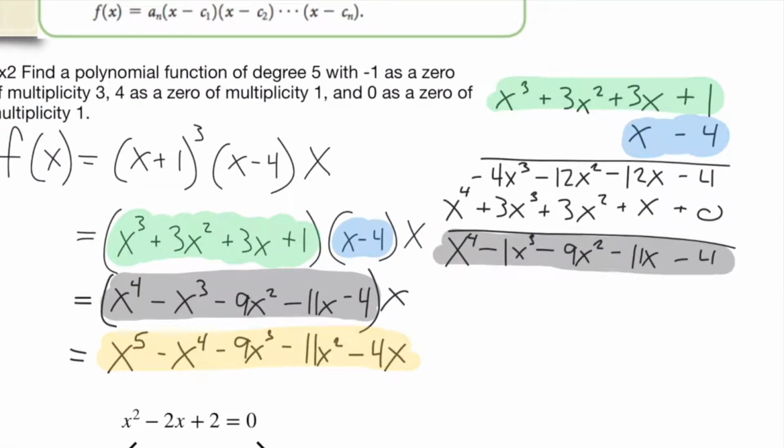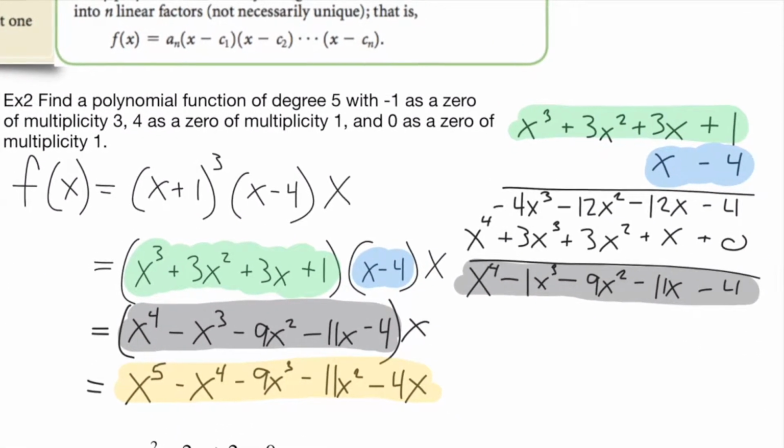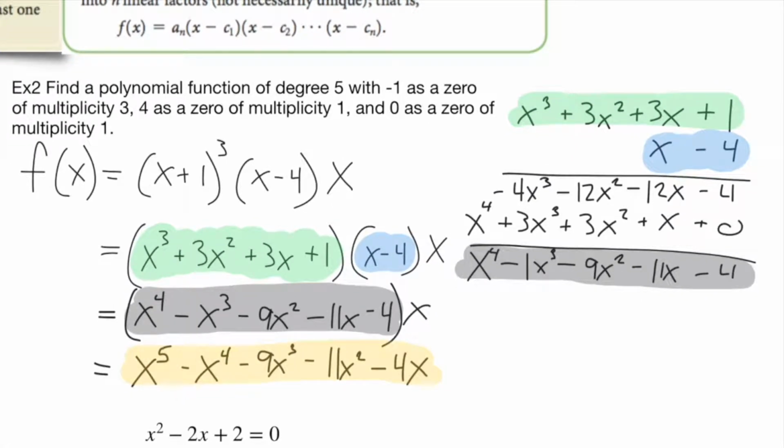Example number 2. Find a polynomial function of degree 5 with negative 1 as a zero of multiplicity 3, 4 as a zero of multiplicity 1, and 0 as a zero of multiplicity 1. So there it is. Negative 1 is this factor with a multiplicity of 3. 4 has a multiplicity of 1, there's an unwritten 1 right here, and 0 has a multiplicity of 1, there's an unwritten exponent of 1 right here also.